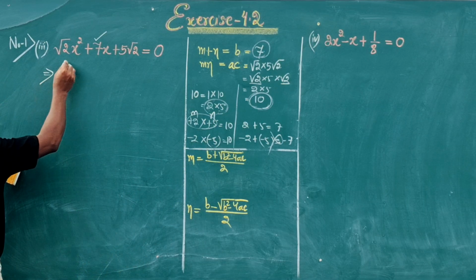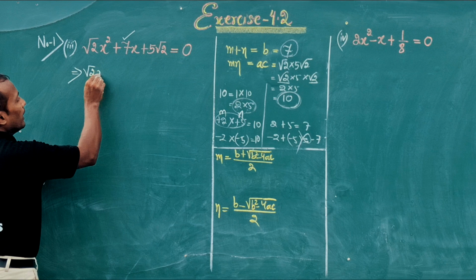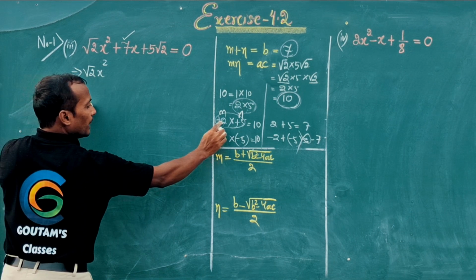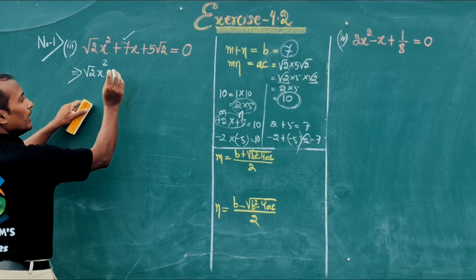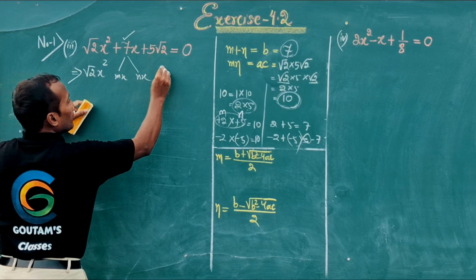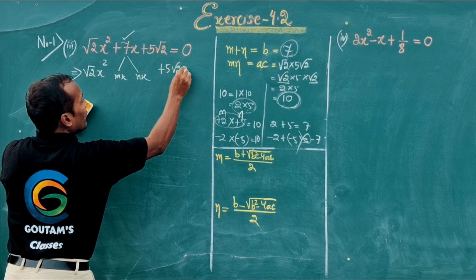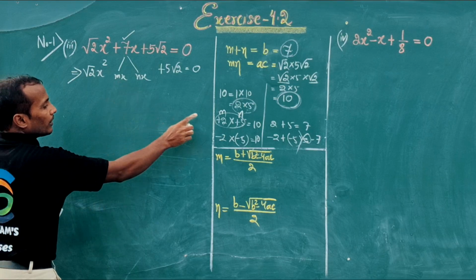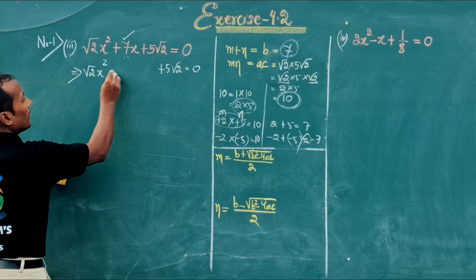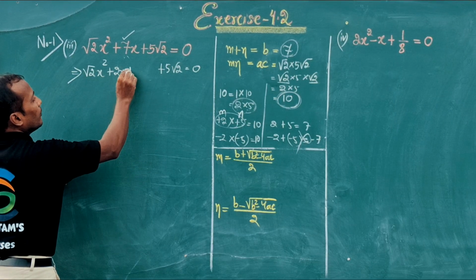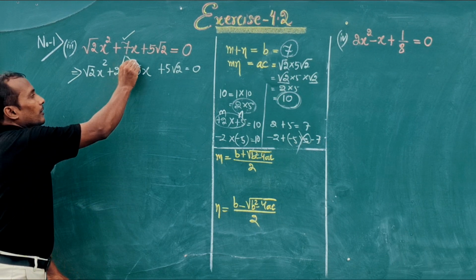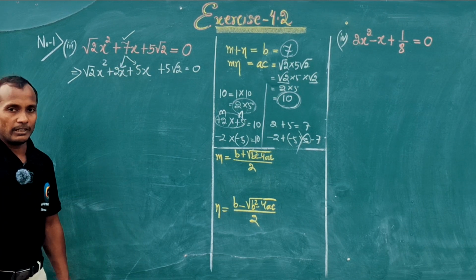So let me factorize now. Root 2 x square. In place of 7x, I will write the value of m and n. 7x will be written as mx and nx. And 5 root 2 will be copied as it is, 5 root 2. So mx means 2x, I will write that. And nx means 5x. So plus 2x and plus 5x. These are the two parts that we got after splitting the middle term.